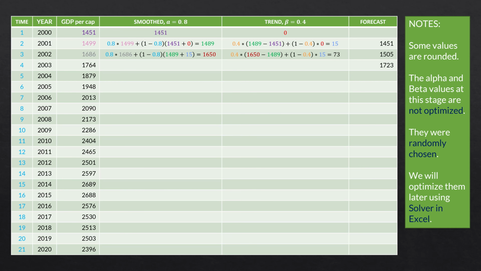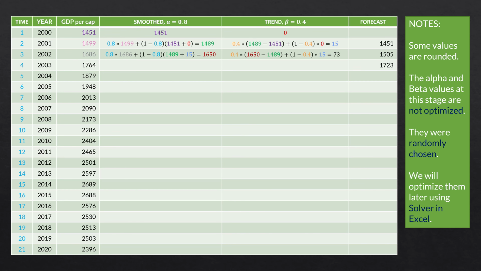That's our prior period smooth trend. Another way of saying that is that it's the forecast of 1505. Same thing. Do that math out, and we have a smooth level for period 3 of 1650. Now we need the smooth trend. 0.4 times that 1650, our current smooth level, minus the prior period smooth level of 1489, plus 1 minus beta, so 1 minus 0.4, times the prior period smooth trend of 15. Do that math out, we get 73.